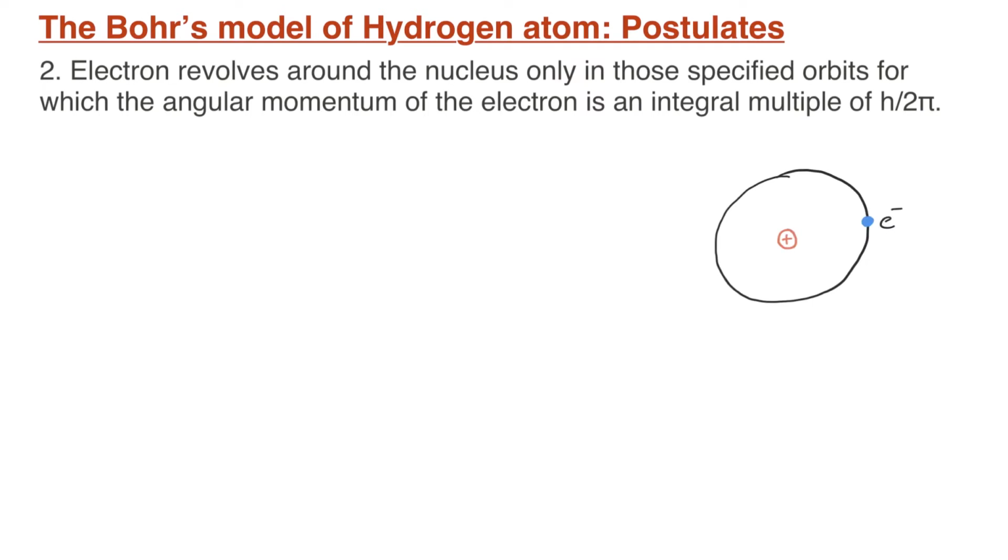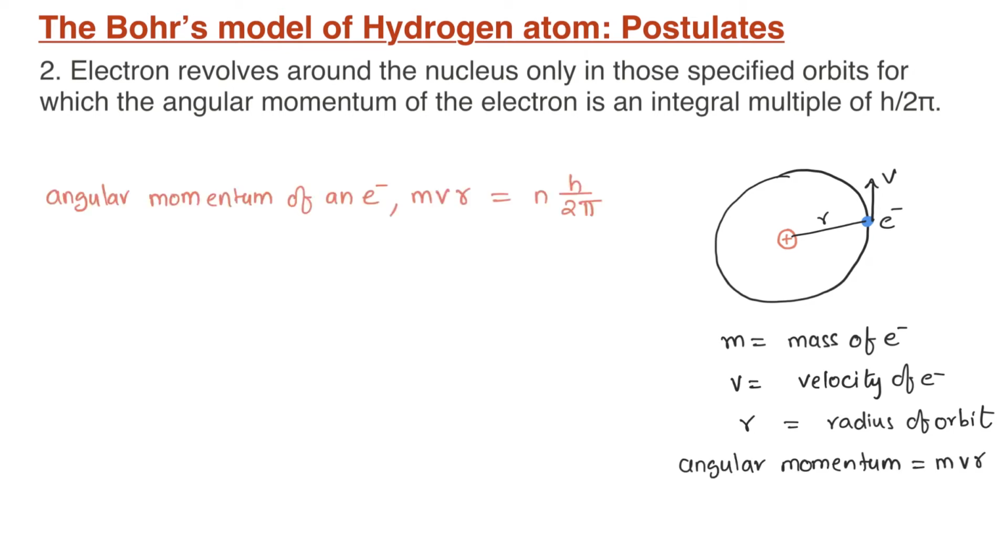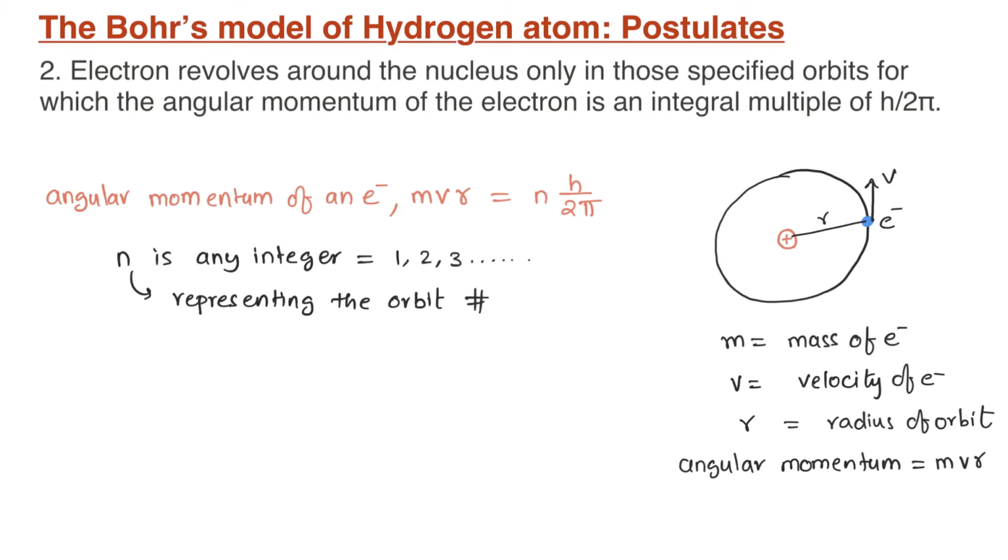The angular momentum of an electron of mass m moving with a velocity v in a circular path of radius r is given by the formula mvr. According to Niels Bohr, mvr is equal to nh over 2 pi, where n is any integer value representing the orbit number and h is Planck's constant.